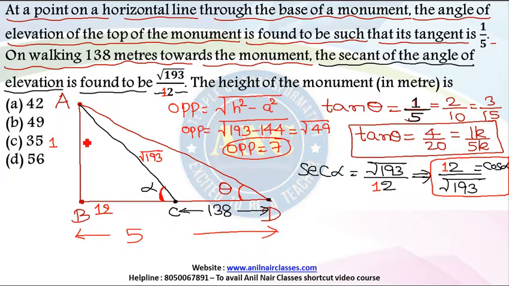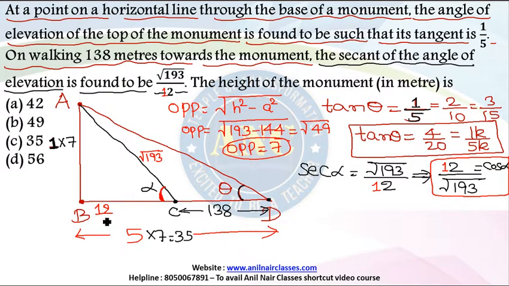So can I say that according to my assumption, when I took the angle as theta, AB value happened to be 1. But when I took the angle as alpha, the same AB value happened to be 7. That means 1 should become 7, multiply by 7. This 5 also multiply by 7. That means this entire BD value is 35.